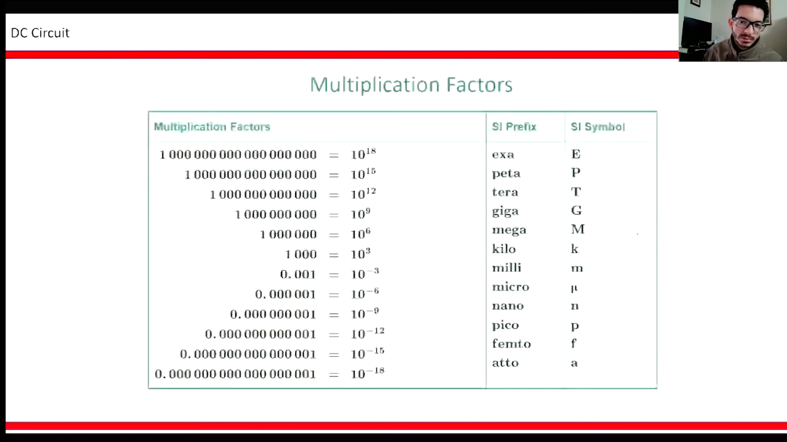Multiplication factors. So we already talked about this a little bit. We said pico is 10 to the negative 12, but there's also femto, which is 10 to the negative 15, and atto, which is 10 to the negative 18. In the positive range, we have kilo, 10 to the positive 3, mega, 10 to the positive 6, giga is 10 to the positive 9, tera is 10 to the positive 12, kind of like terabyte, peta is 10 to the positive 15, and exa is 10 to the positive 18.